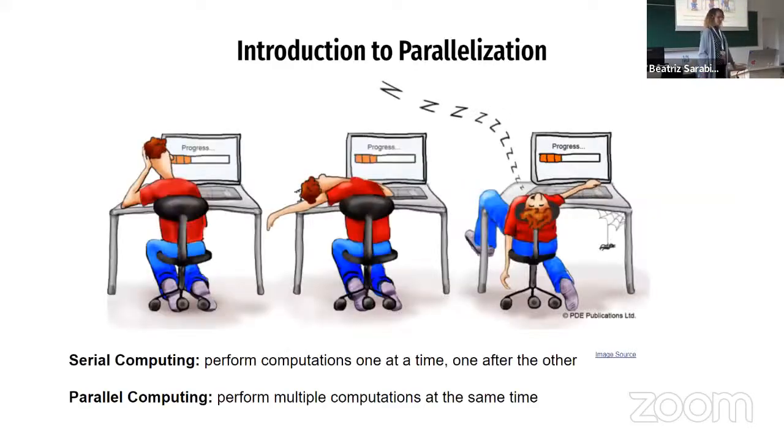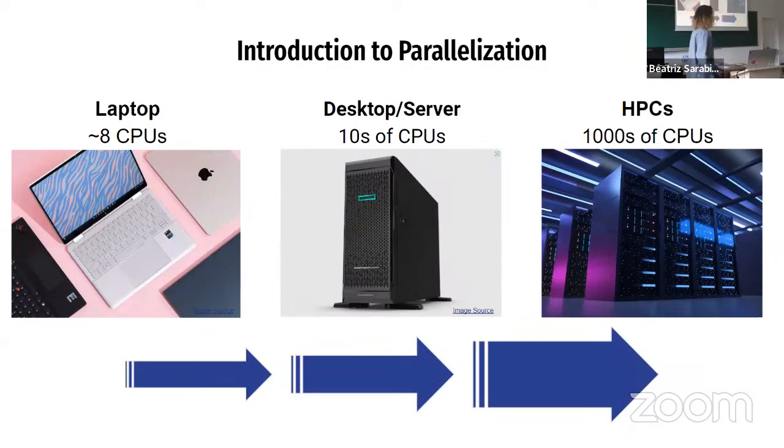If you've ever sat at your computer and waited for your code to run, you might be doing things using serial computing, which is when you're performing computations one at a time, one after the other. An alternative to that would be to use parallel computing, where you're doing multiple computations at the same time. Parallel computing takes advantage of multiple cores and threads. If you have a laptop, you might have something like 8 cores. If you're using a desktop or a server, you probably have tens of CPU cores. And if you're using an HPC, then you can access thousands of cores.